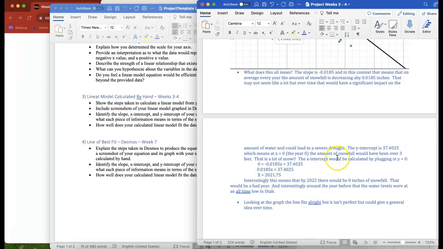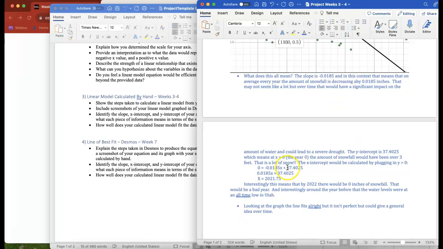And then the y-intercept, if you go in and calculate it, and I had to calculate what was in my equation, it was 37.4. So that means when x is 0, so at time 0, since these are in years, this would be 0 BC. We're talking over 2,000 years ago, roughly 0 time, then there would have been, where's my y-intercept? 37 inches of snow. And then the other one was the x-intercept. I calculated it by plugging in 0 for y and solving for x, and it was 2022-ish. And that would mean that there would be 0 inches of snowfall.